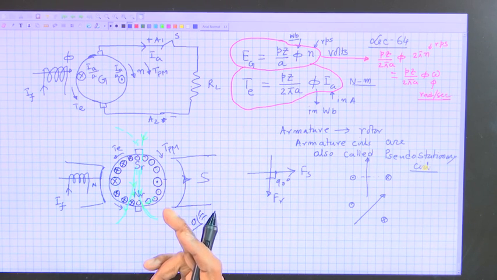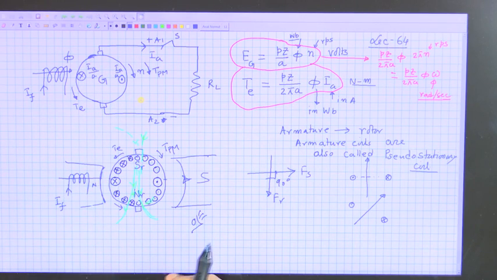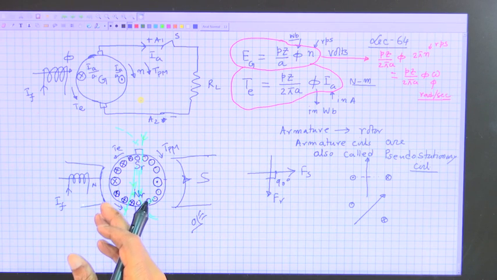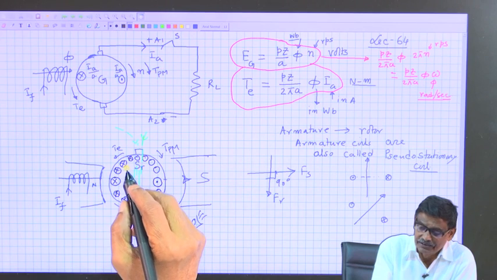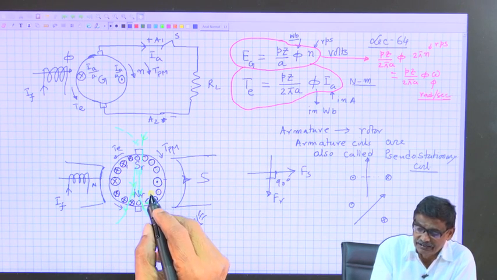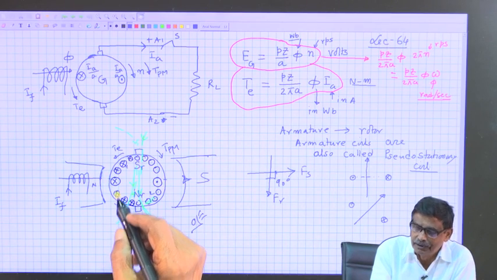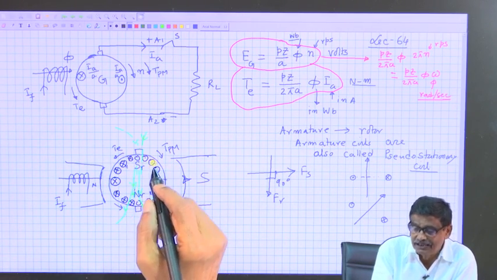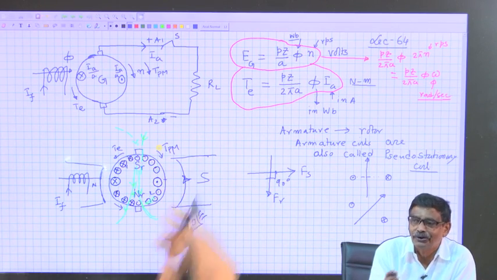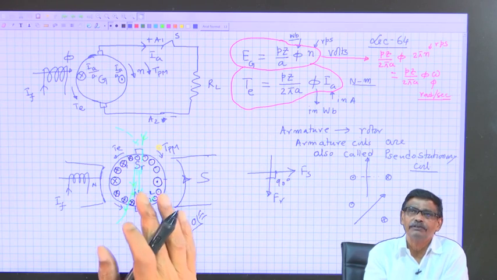Because any conductor coming under the influence of the North Pole is destined to carry a current in the same direction. Now, it is conductor 1, 2 here. After some time, this 1 will come this side and 2 will come this side. But the moment they cross this side, they cannot but carry dot current, cross to dot. That is the most interesting part of the DC machine.